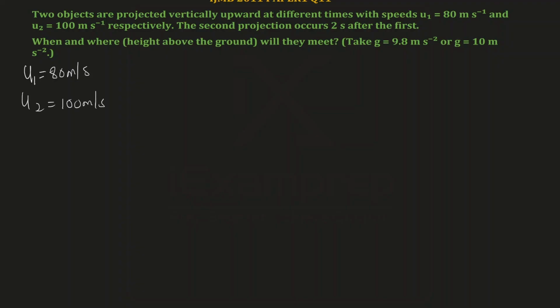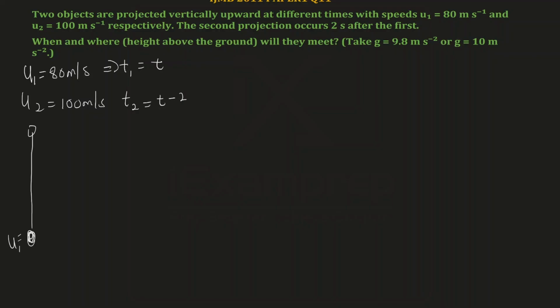All right. Now let's put a visual to this. Let's try and picture what we are looking at. We have two objects thrown at different times. The first one, which has an initial velocity of 80, was thrown upward. Then after 2 seconds, I'm going to take the time for the first object as t. That means t for the second object is going to be t minus 2, because it was thrown 2 seconds after.